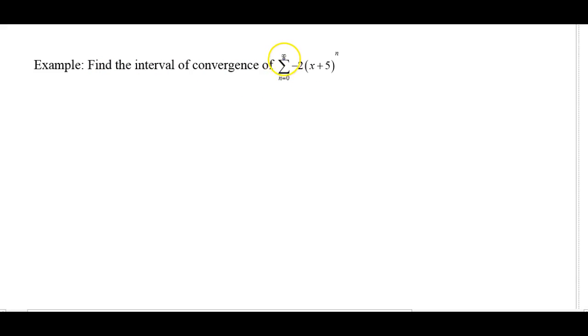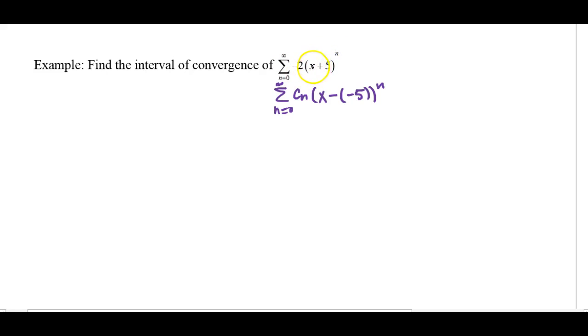Alright, so in this first example, we want to find the interval of convergence of the sum from n equals 0 to infinity of -2 times the quantity (x plus 5) to the n. The first step is to recognize that this is of the form the sum from n equals 0 to infinity of c sub n times (x minus -5) to the n. So this is a general power series where my center value is -5 and my c sub n is this constant function -2. In fact, this is a geometric series.